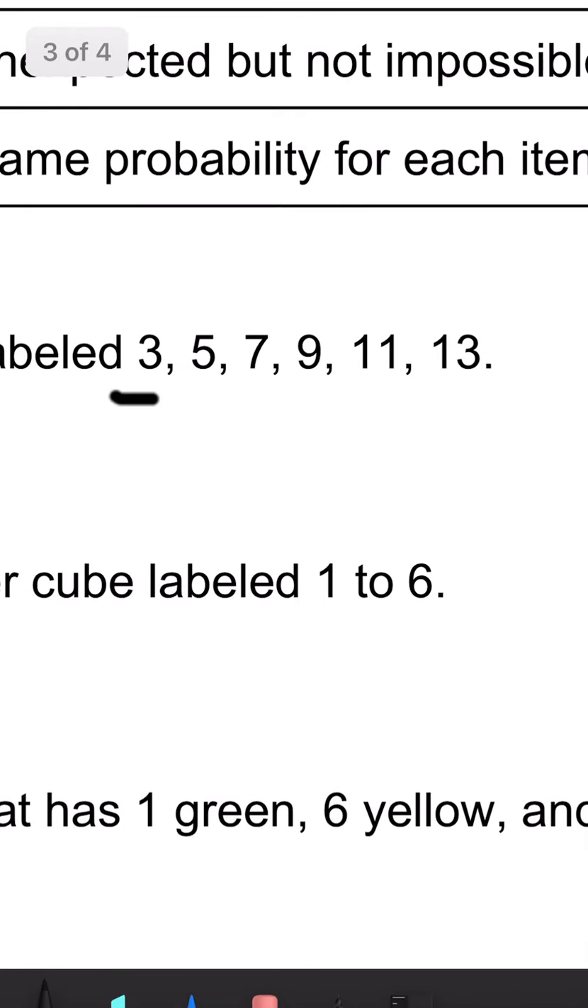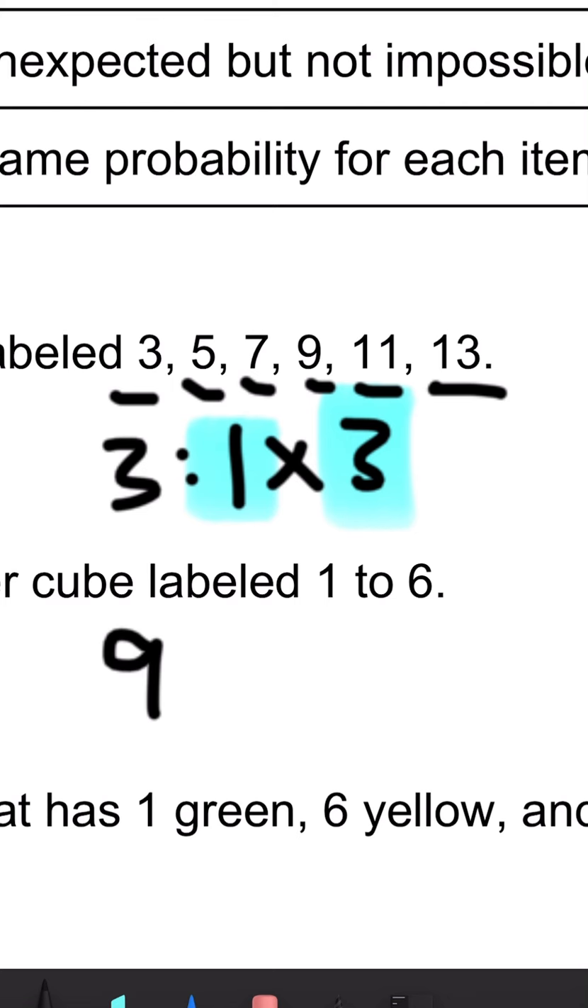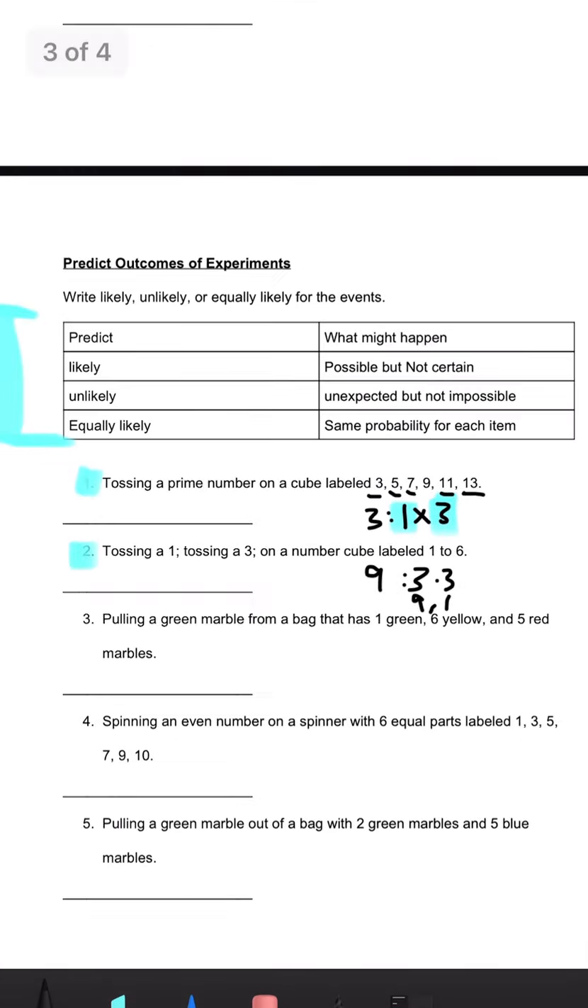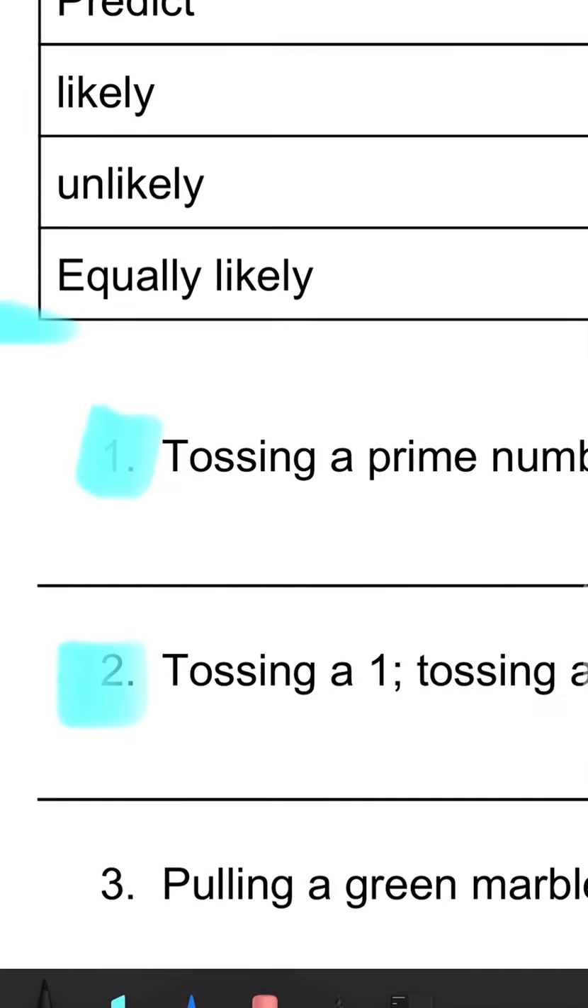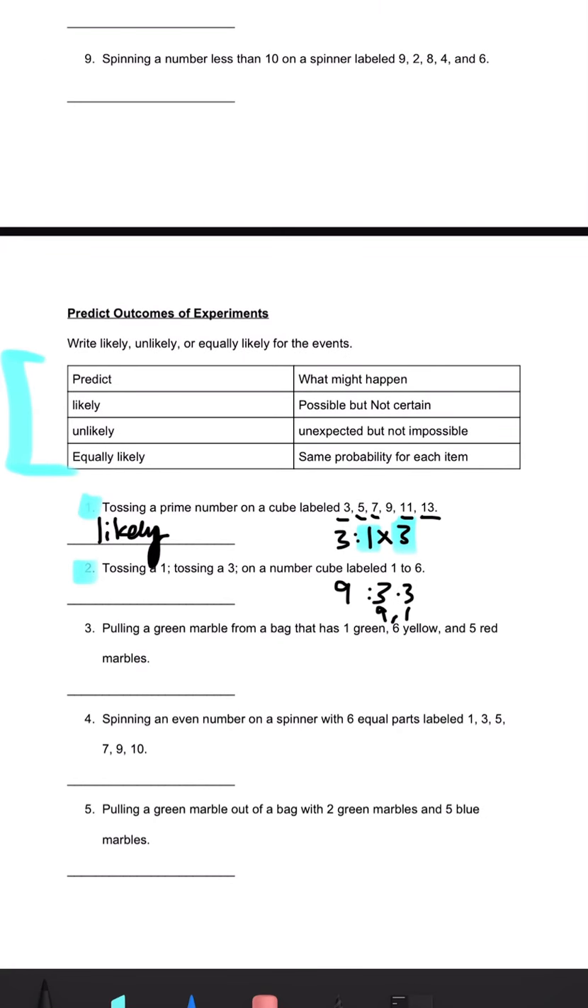We know that 3 is prime, and 5, 7, 11, 13 are all prime because they can only be divided by 1 and itself. So just a reminder as to what a prime number is, it's 1 times 3, 1 and itself. 9 is not a prime number because it's 3 times 3 as well as 9 times 1. So, tossing a prime number, we will put likely because everything but 9 is a prime number on here.